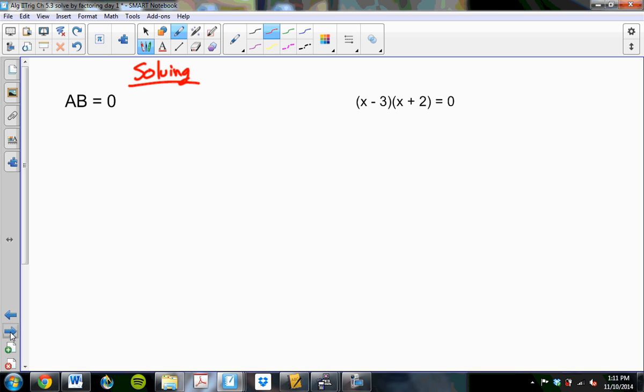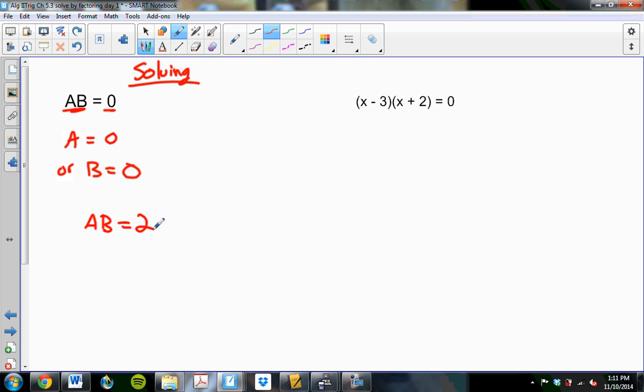There's a very important property called the zero product property. You don't have to know its name, but it basically says that if a times b equals 0, then we know either a equals 0 or b equals 0 or both. But something times something else equals 0, one of those two things must be 0. That only works for 0. That doesn't work for anything else.